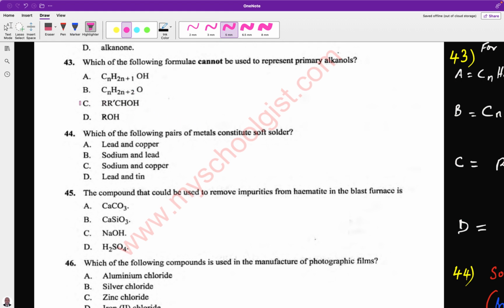Which of the following formulae cannot be used to represent primary alcohol is C.